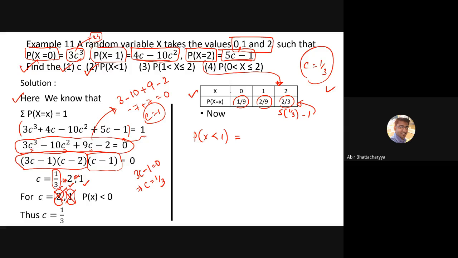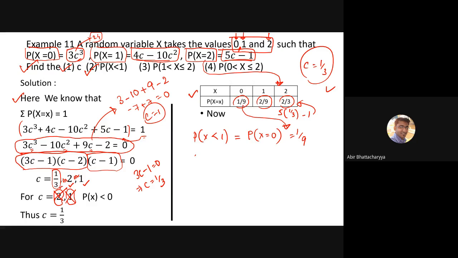X less than 1 means, which are the values it can take? Strictly less than 1 means it can take only one value, probability of x equals 0. So the answer will be probability of x equals 0, which is 1 by 9. All right.